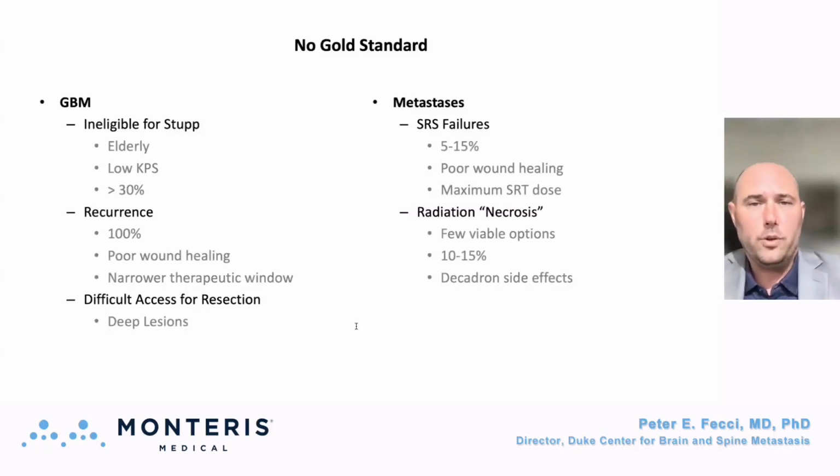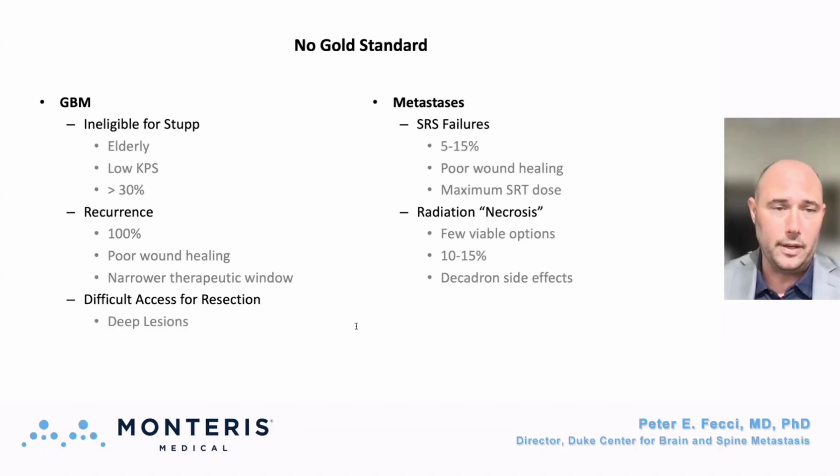So what are some of the areas where there's no gold standard? In GBM, it's going to be those patients that aren't eligible for Stupp. There's no gold standard for how to treat those folks. Who's that going to be? Well, it may be an elderly patient. It may be someone with a low KPS. And ultimately, that's going to prove to be at least about 30% of your practice. Of course, another area where there's no standard of care is in GBM recurrence, which of course occurs in essentially, but not exactly, 100% of patients.